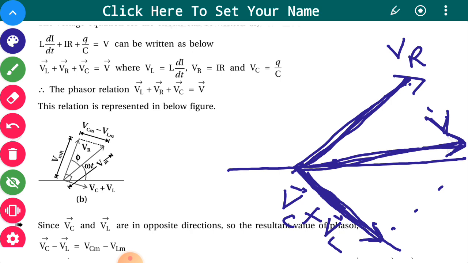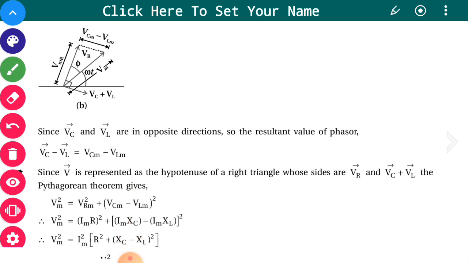That is as such VC minus VL. Say this side it is 10, this side it was 3, so the resultant is 7. Then you complete the parallelogram, or you just use the Pythagoras theorem. These are at 90 degrees to each other. Then you will get the value of the resultant voltage V, and that is explained here.